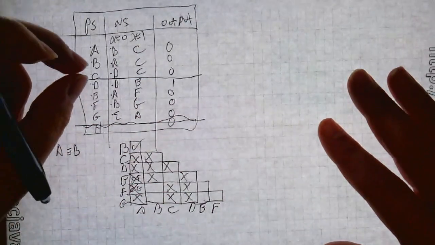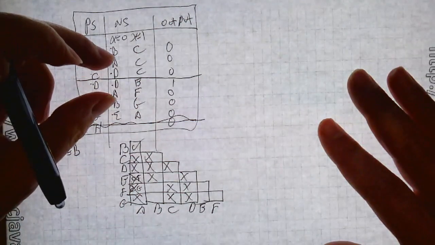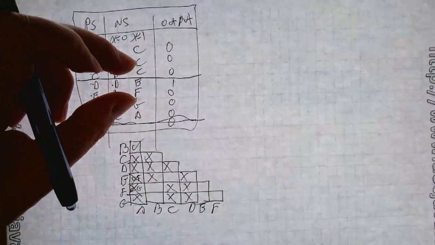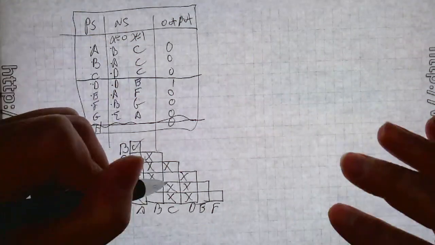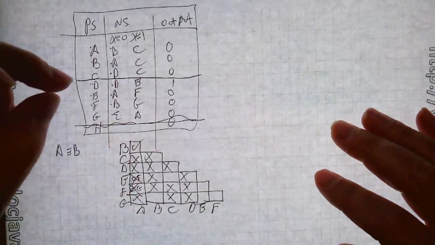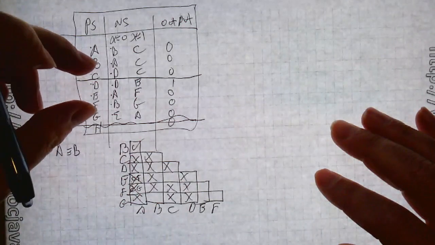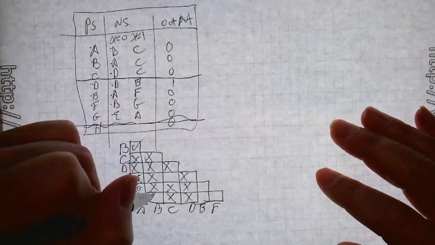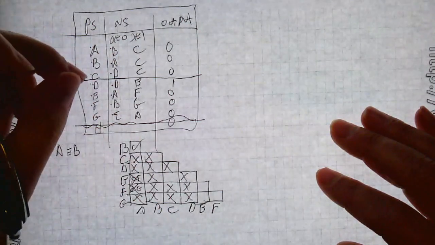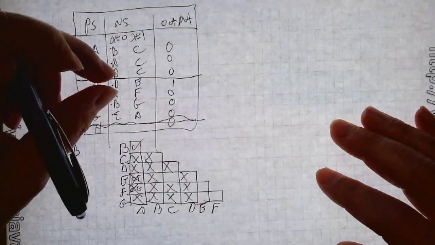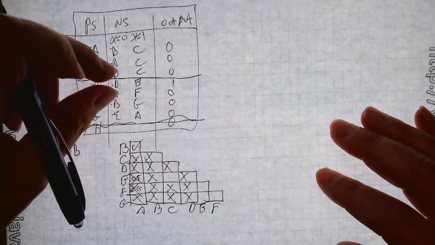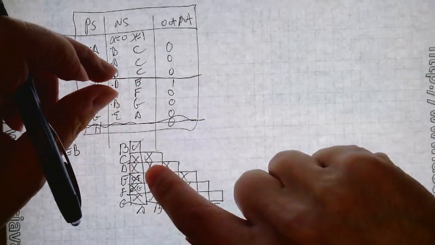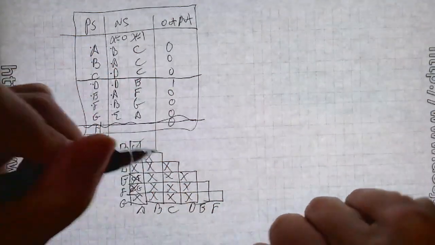B is equal to F. B is equal to F if A equals B, and it does. And if C equals G, and it does not. B equals G if A equals E, and it does not. C equals E if A equals D. A does not equal D, therefore we get an X.